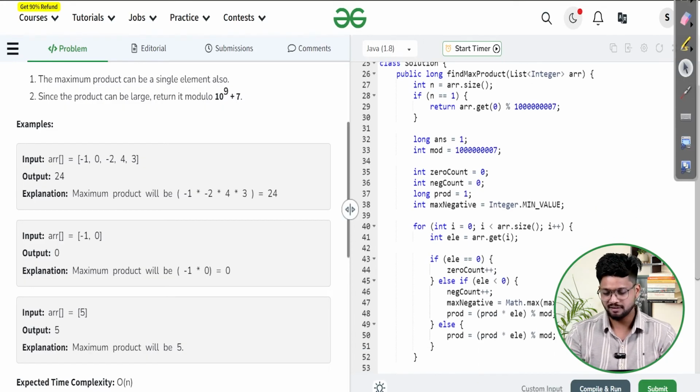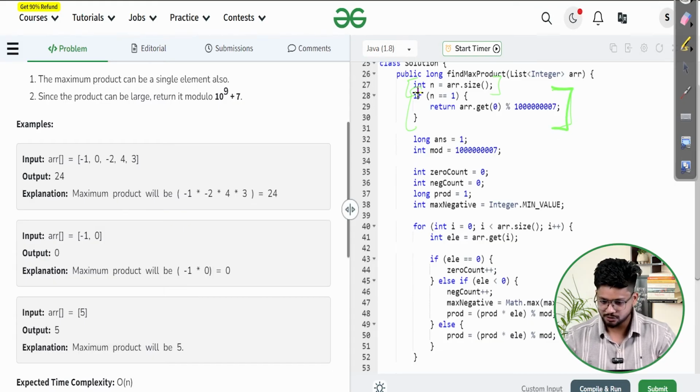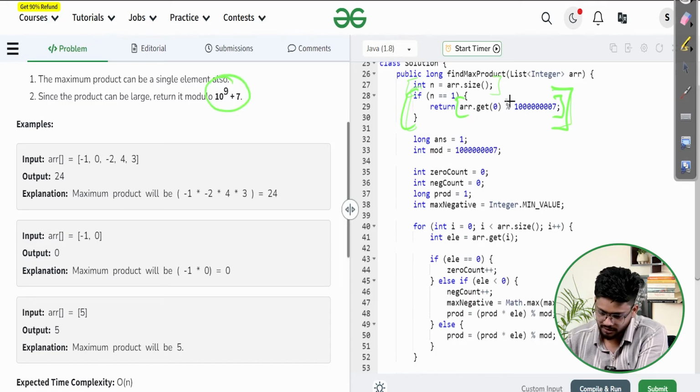So now in this part, let's understand what I have done in a clearer way. Firstly, I have taken the array size over here. Now if the array size is only 1, then I will just return array.get(0). They have also mentioned the modulo part, so I have taken the modulus as 10 raised to the power 9 plus 7. Now we have taken the answer as 1, and also the mod value over here.